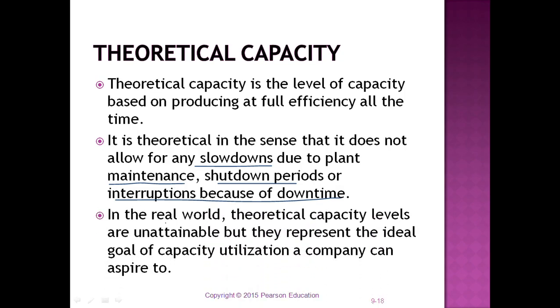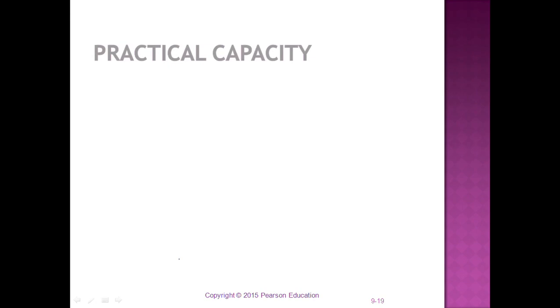So in the real world, theoretical capacity levels are not attainable because of the reasons that we just stated, and so they represent the ideal goal capacity utilization of the firm. Rather, we could say that this is the capacity that the company aspires to achieve, but of course, they don't achieve it in reality. So the second level of capacity is called the practical capacity level.